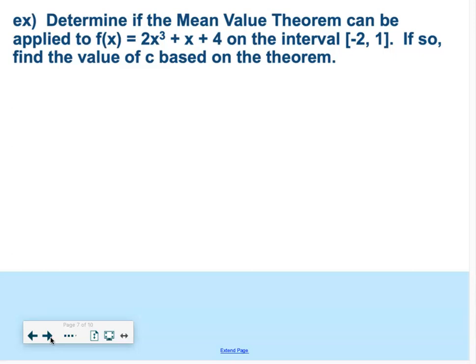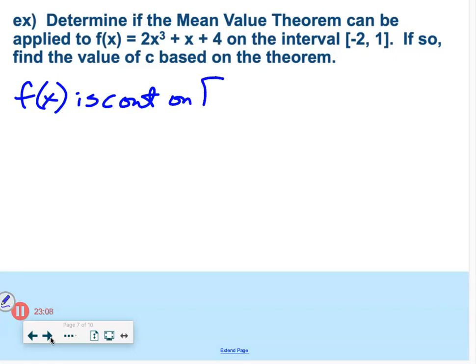Continuous. Is this function continuous? Yes, it is. How do you know? It's a polynomial. Polynomials are always continuous and differentiable. Why? Because they have no denominators and no roots, right? So f of x is continuous on -2 to 1. Check.